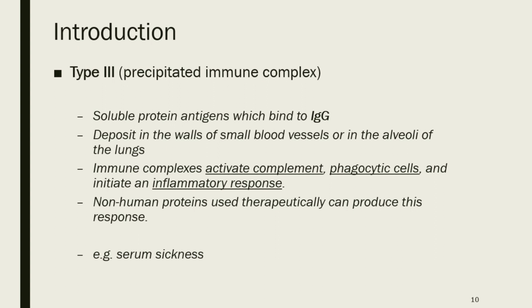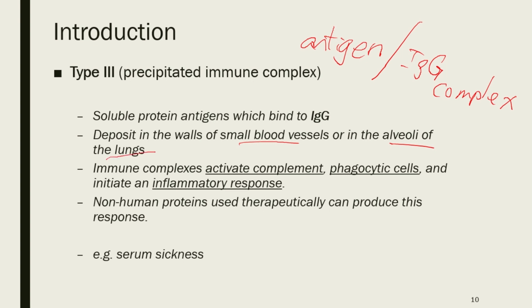Here, type 3, okay, the main keyword is precipitation of an immune complex. What is this immune complex? It is an antigen, A-N-T-I-G-E-N, antigen, IgG complex. All right, so soluble protein antigens would bind to IgG, all right? And specifically, usually it's in the wall of blood vessels or in the alveoli of the lung, all right?